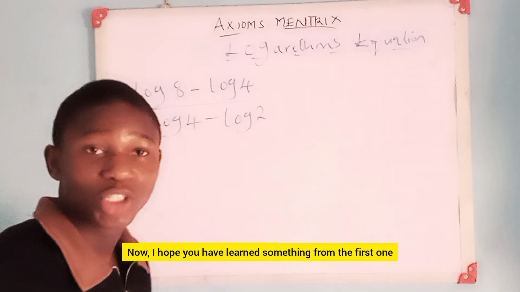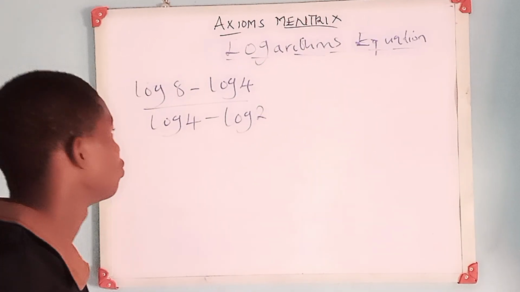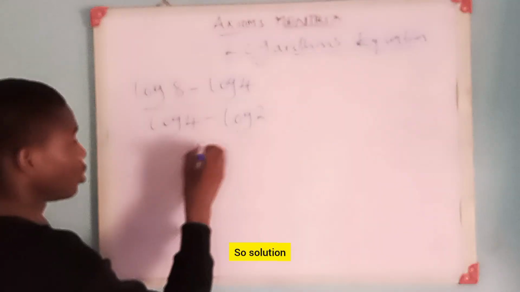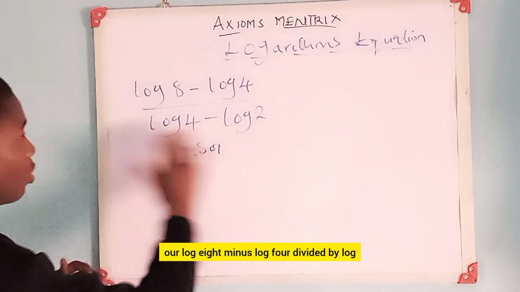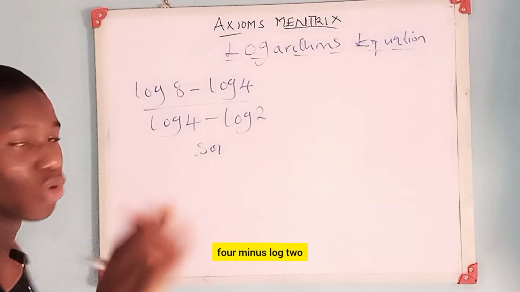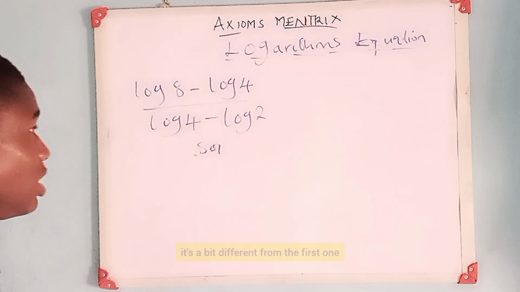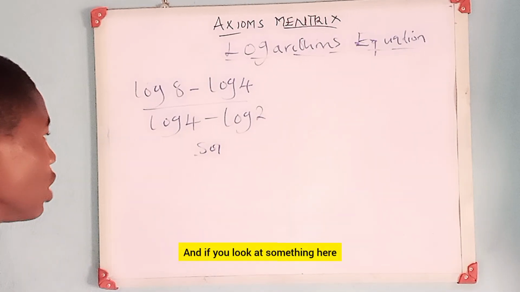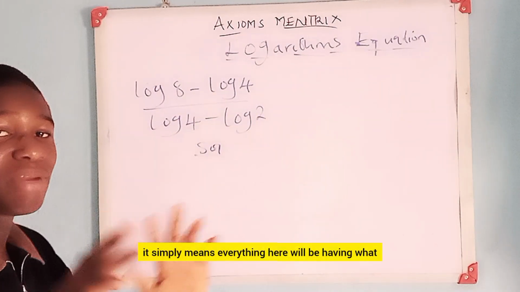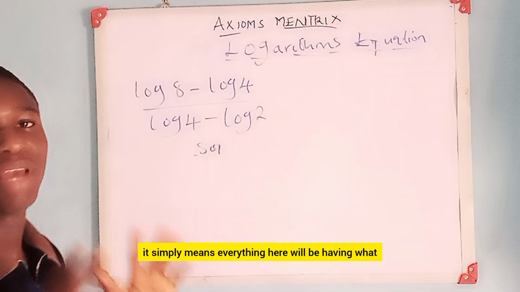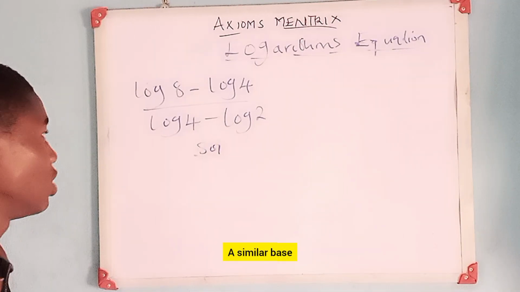Now, I hope you have learned something from the first one. Now let's take number 2. Let's dive in. So solution. Our number 2 question says log 8 minus log 4, divided by log 4 minus log 2. Now if you look at this question, it's a bit different from the first one, and they didn't add any base. Since they are not putting any base for all the logs, it simply means everything here will be having a similar base. So now let's continue.